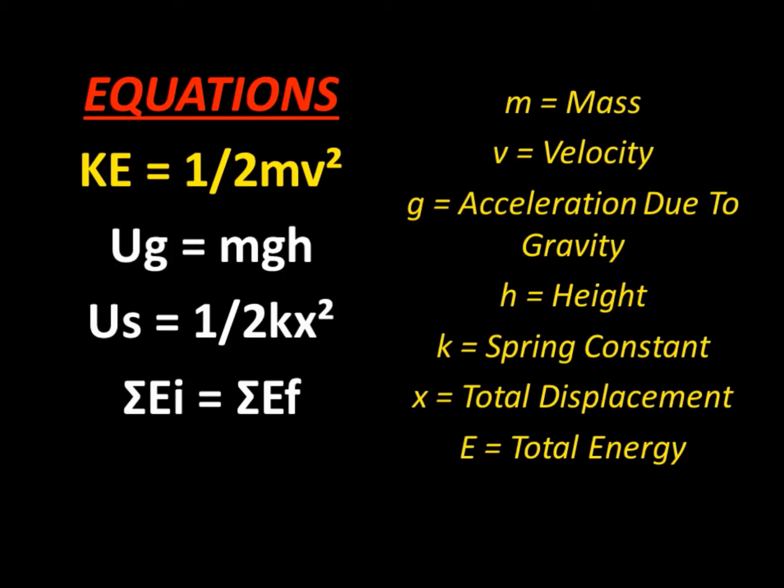The equation for kinetic energy is 1/2 mv squared, where m is the mass and v is the velocity. The equation for gravitational potential energy is mgh, where g is the acceleration due to gravity and h is the height. The equation for potential energy of a spring is 1/2 kx squared, where k is the spring constant and x is the displacement. The law of conservation of energy states that the total initial energy has to equal the total final energy.